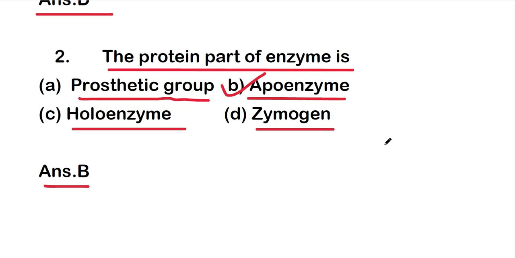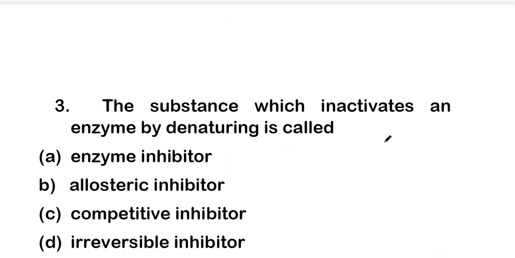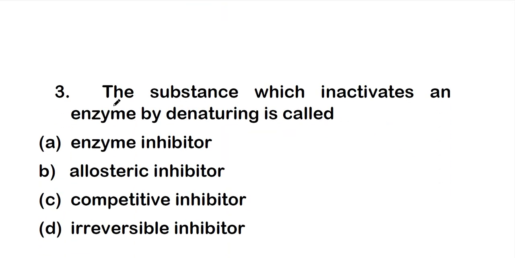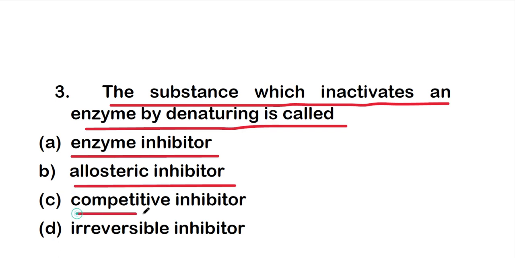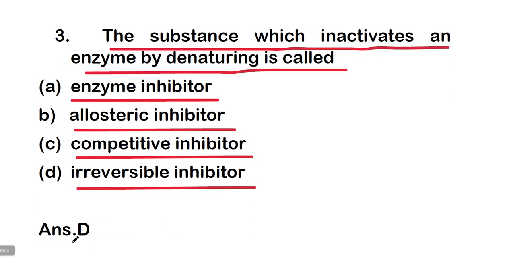Okay, so next question. The substance which inactivates an enzyme by denaturing is called option A, enzyme inhibitor; option B, allosteric inhibitor; option C, competitive inhibitor; or option D, irreversible inhibitor. So the right answer is option D, that is irreversible inhibition. So the substance which inactivates an enzyme by denaturing is called irreversible inhibitor.